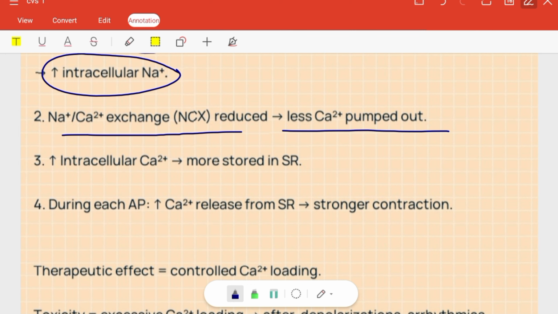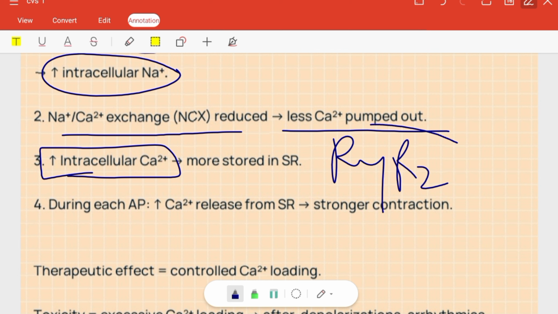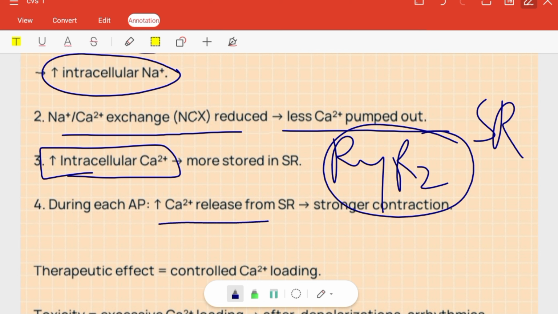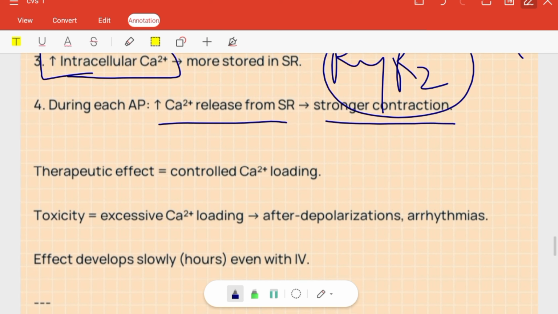So less calcium is pumped out, so there is intracellular accumulation of calcium, and that calcium again binds to the RYR2 receptors present on the sarcoplasmic reticulum. That causes more release of abundant calcium again, which binds to the troponin C, and that leads to the contraction of the myocardial cells.